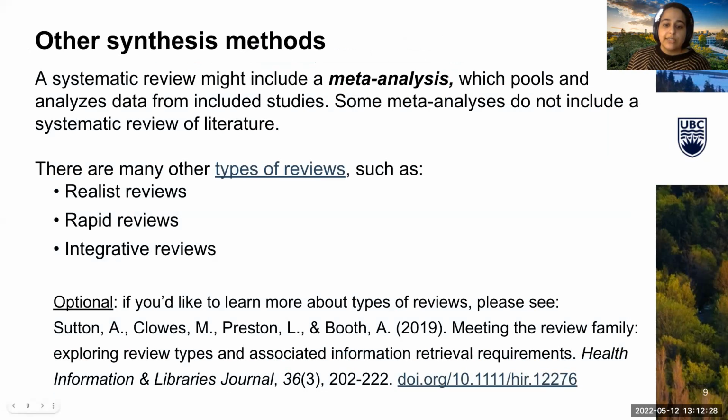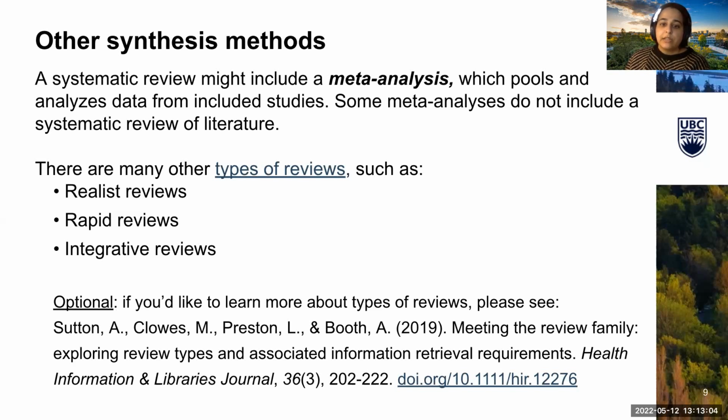So in terms of other synthesis methods, like I mentioned before, there are other types of reviews beyond just systematic reviews, scoping reviews, and then the narrative literature reviews that we kind of touched on. A systematic review might include a meta-analysis, which pools and analyzes data from the included studies. So some meta-analyses do not include a systematic review of literature. There are also many other types of reviews themselves, such as rapid reviews.